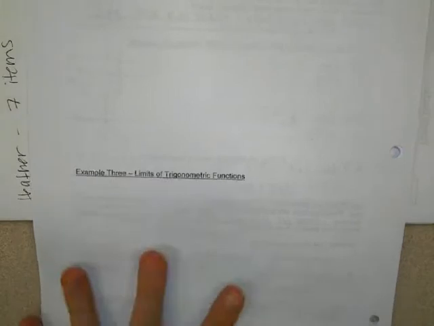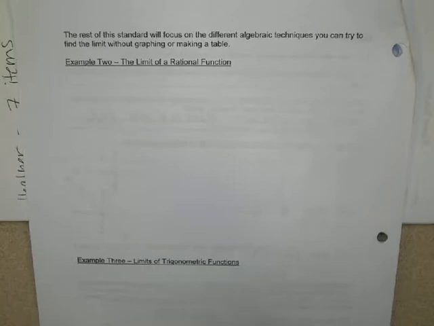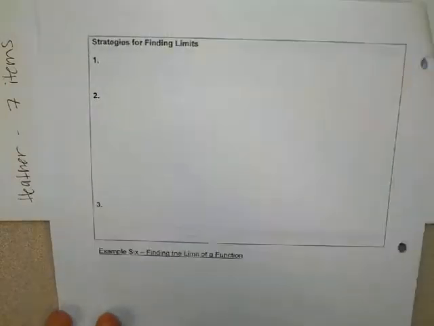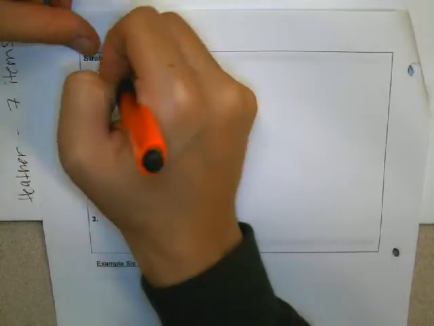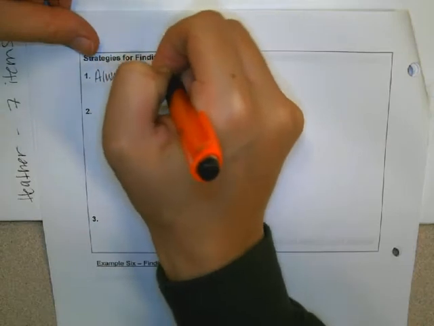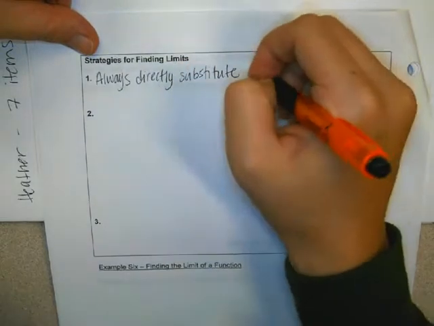Alright, let's flip the page. The rest of the standard is going to focus on the different algebraic techniques you can try and use to find a limit without graphing or making a table. Okay? And actually, before we look at example 2, flip a page to your strategies. As we do new strategies, we're going to add them to this list. So first thing I always want you to try to do first is always directly substitute C into the function.